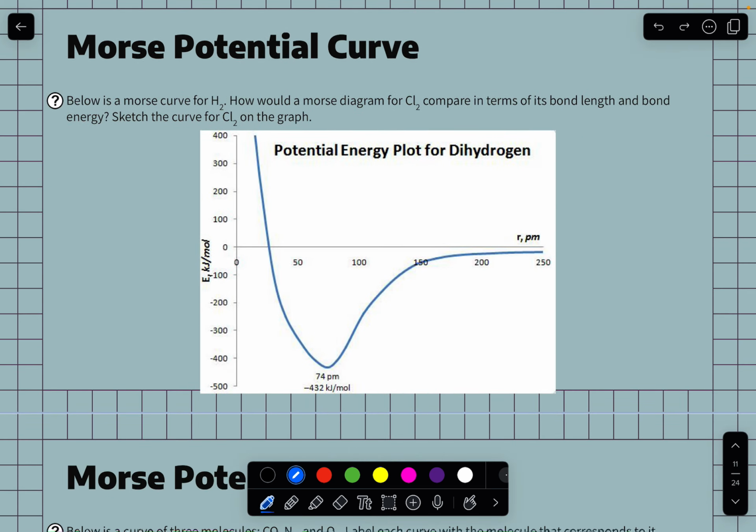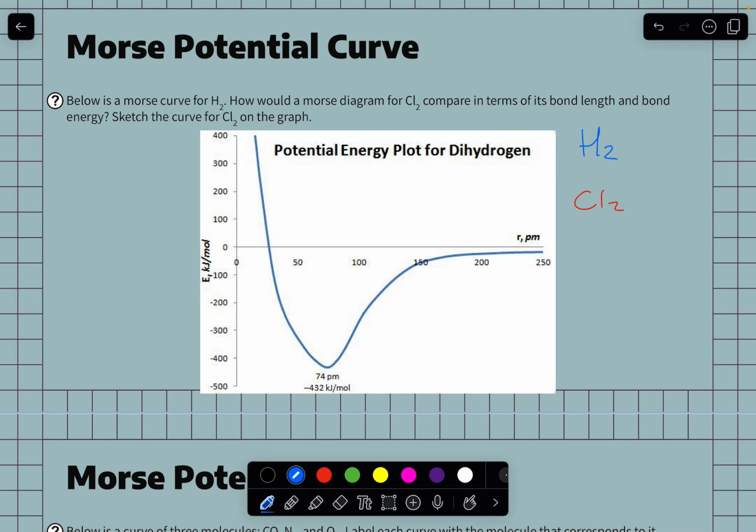So let's look at this question here. We have a Morse potential curve for H2. This was the graph that we were just looking at. It's asking how a Morse diagram for Cl2 would compare in terms of bond length and bond energy. So we need to sketch a graph of Cl2 on this graph. First, let's talk about our compounds. I'm going to do H2 in blue because that's what's on the graph, and I'll do Cl2 in red.